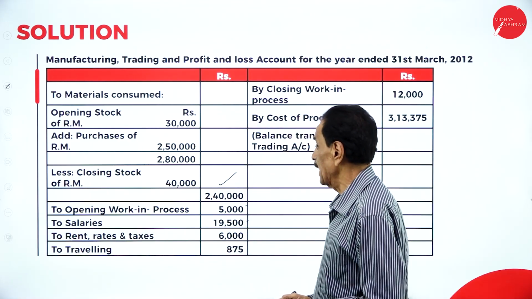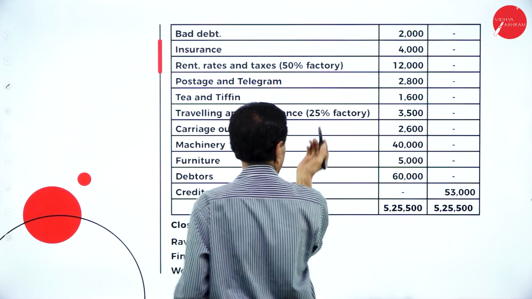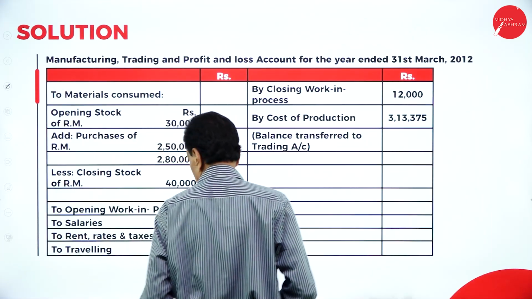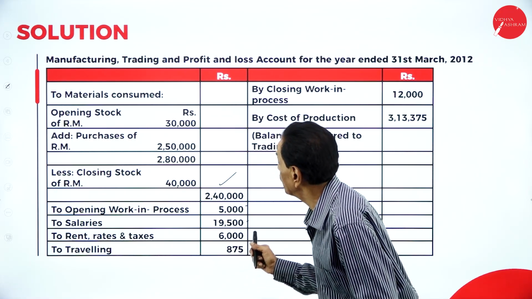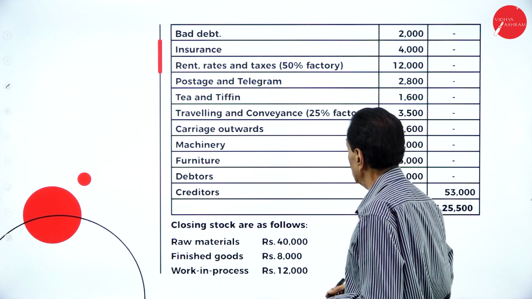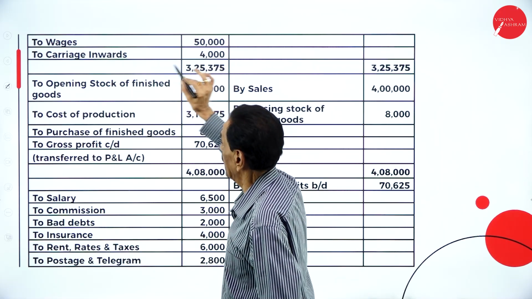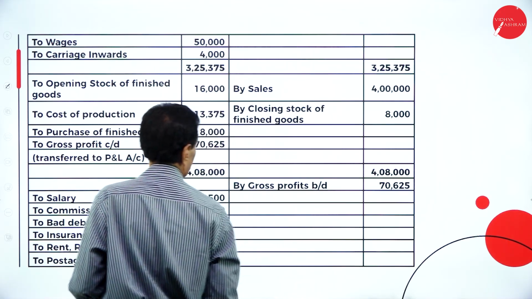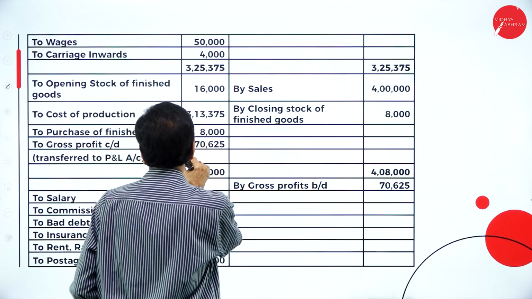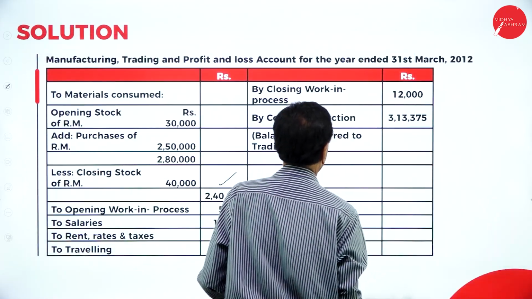Then rent, rates and taxes, you have 12,000; 50% goes to factory. Rent, rates and tax, 50% to factory. Traveling, 875. See that here, traveling is 25% of 3,500, which is 875. Wages, 50,000. Carriage inward, 4,000. Then here, by gross profit, we have 4,000, totally 3,25,000.